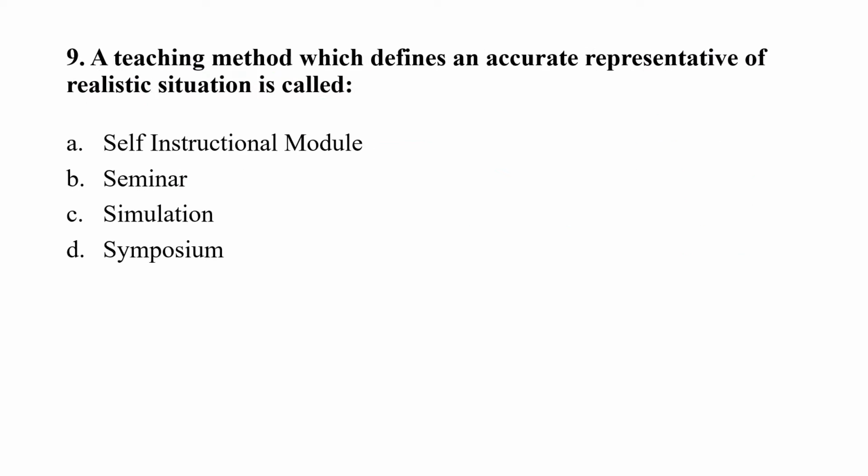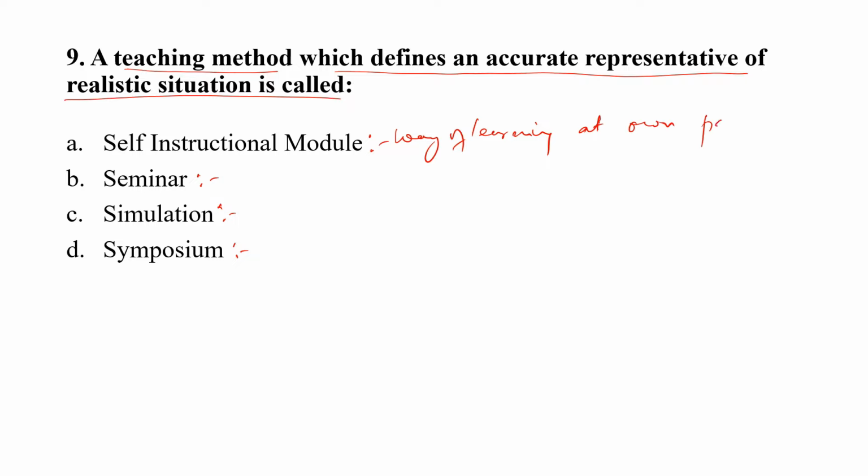Question number 9. A teaching method which defines an accurate representative of realistic situation is called: option A, self-instructional module; option B, seminar; option C, simulation; option D, symposium. Option A, self-instructional module, is a way of learning in which the learner learns at his own pace, or learns by himself or herself.